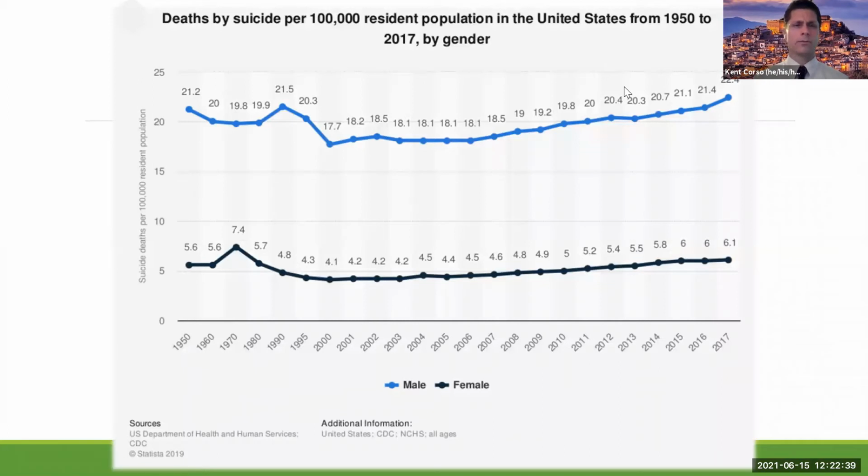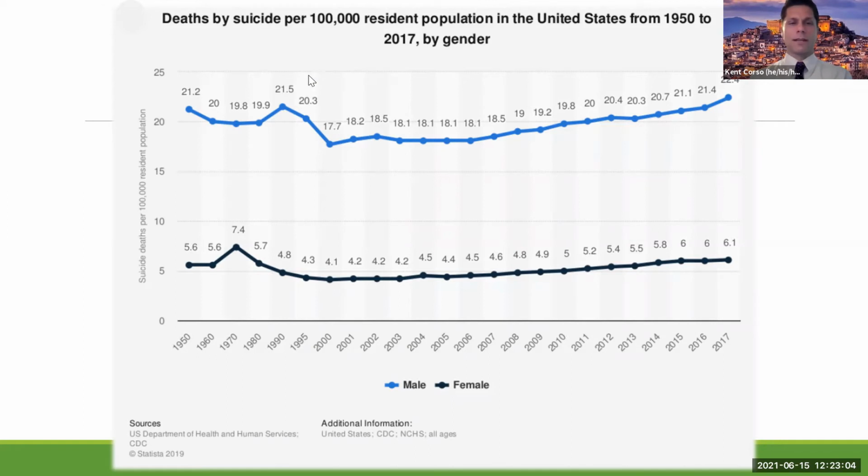The men are the blue lines and the women are the black lines. Certainly we do see lower suicides by females compared to males. And males, we do know, tend to use more lethal means, so they tend to rely on firearms. That's probably one of the reasons why we see the higher numbers. Women are also better help seekers. So those are the two main reasons we would say there's a big difference in the data.